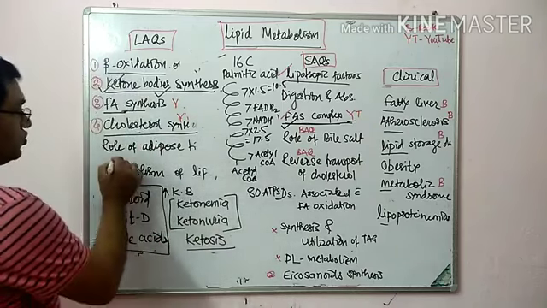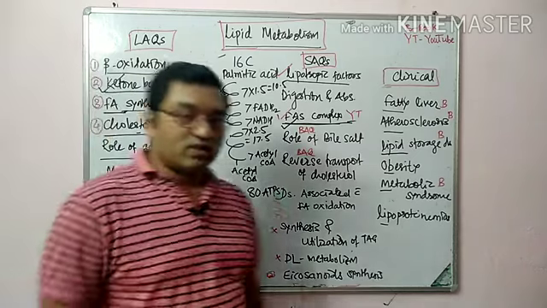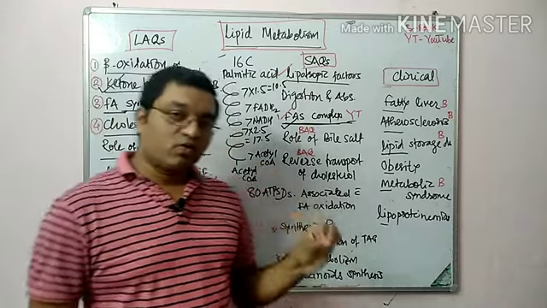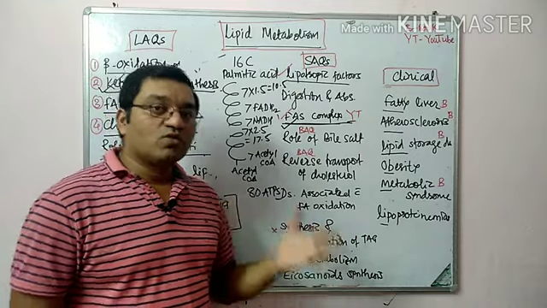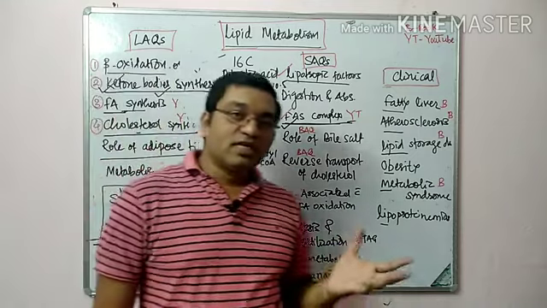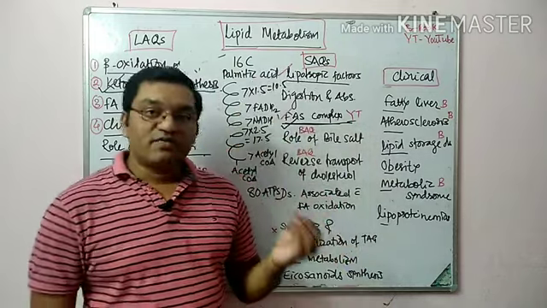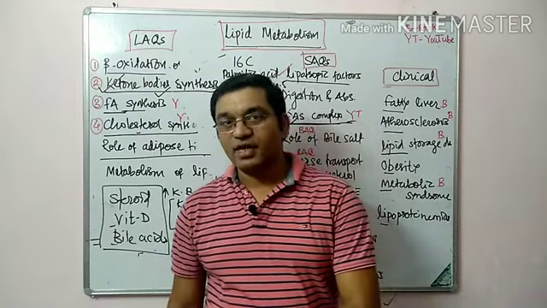Then the role of adipose tissue in lipid metabolism. It is again an important question. The hormone sensitive lipase is important here, which is activated by a number of hormones and inhibited by insulin. A number of hormones increase the amount of cyclic AMP. Cyclic AMP activates the protein kinase, and this protein kinase activates the hormone sensitive lipase.